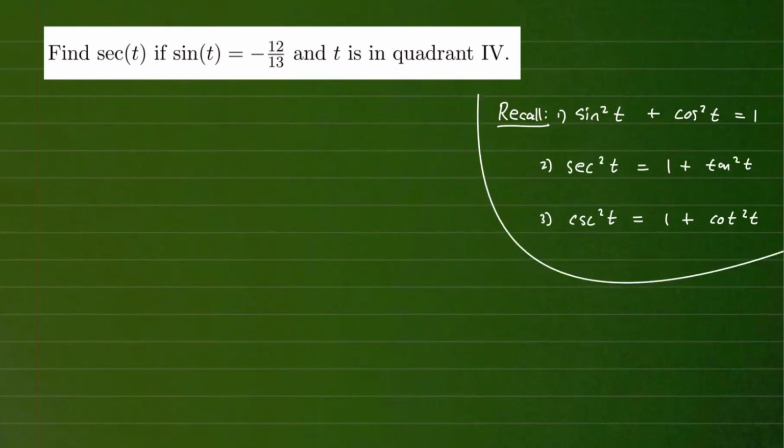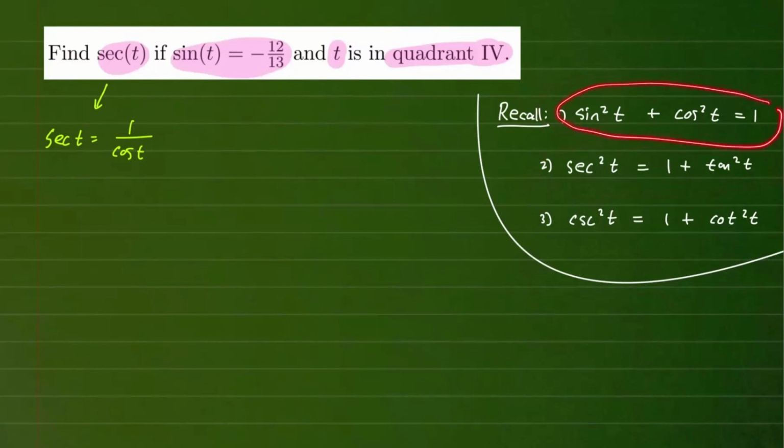Now let's take a look at this problem. So we want to know what is secant of t if sine of t is this value and t is located in quadrant 4. So note that secant is defined as 1 over cosine of t. So if we can find cosine of t and reciprocate that value, we get the secant of t. So let's use this identity to find cosine. Now you could use this one too, since secant is there, but I would prefer to use this one and then see if we can find cosine, reciprocate that value, and that gives you secant.